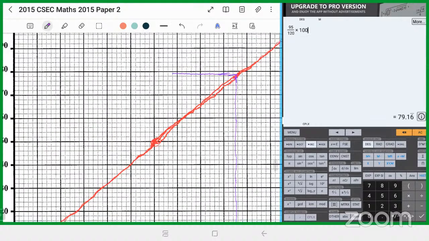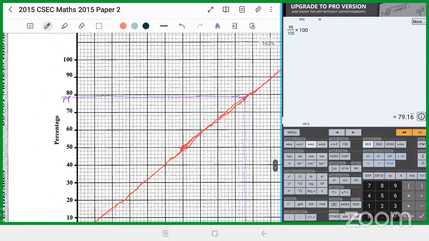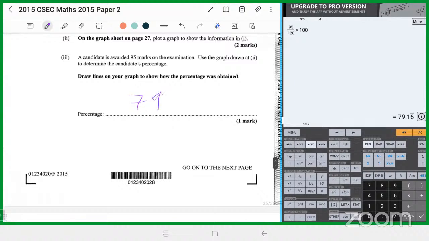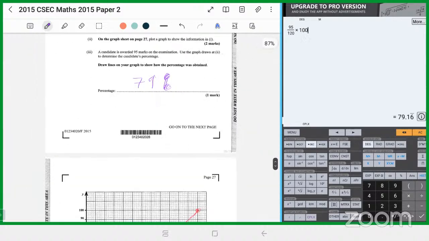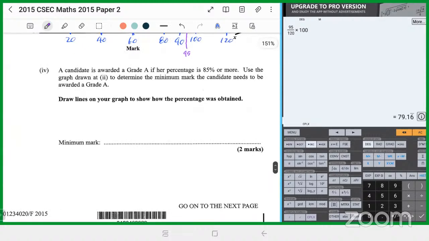Telling me 79%. You can't give me something I can calculate and I go and get it wrong. I should draw lines on the graph to show those are my lines. 79%. 79% is the answer. All right, 79%. Next question says, a candidate was awarded a grade A if he scored 85% or more.